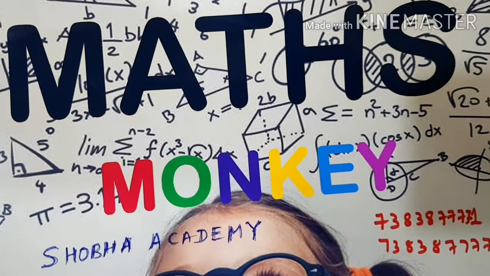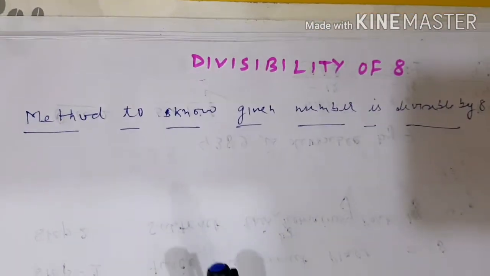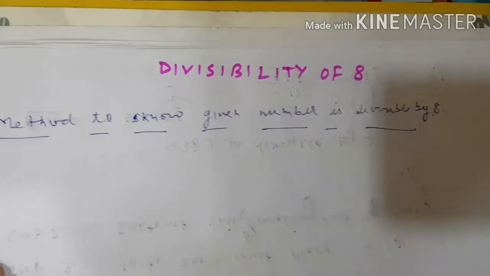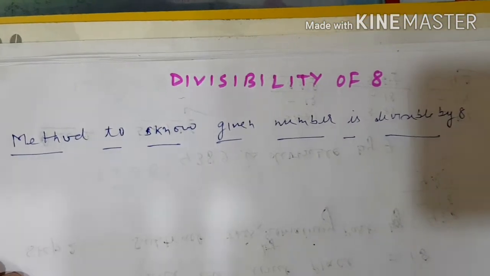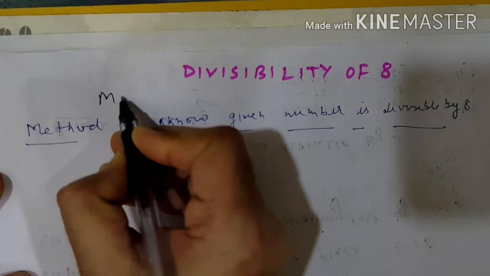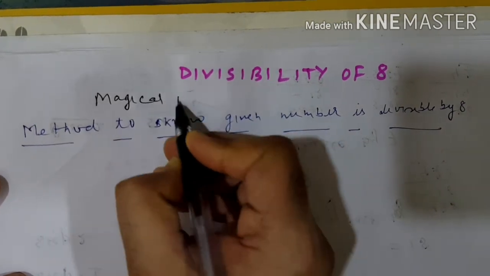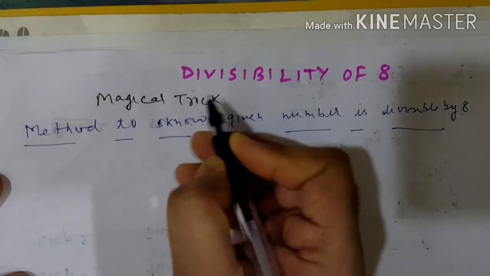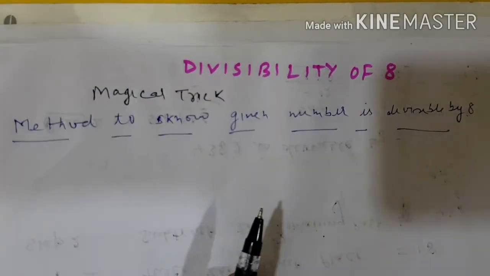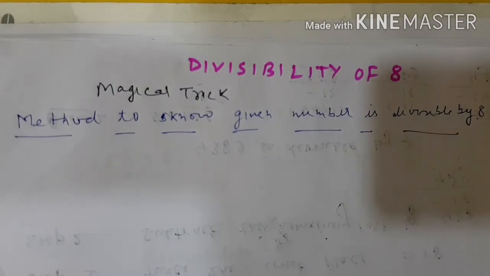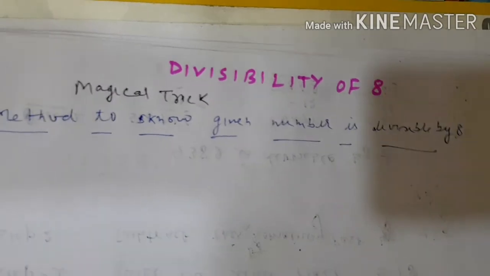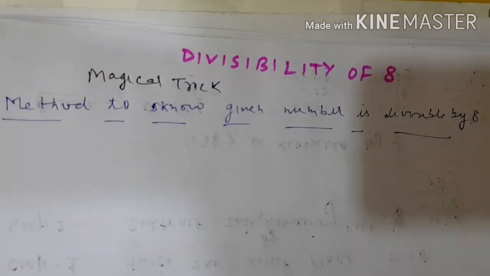In the last video, students, we learned the magical trick to check the divisibility of 7. Today we are going to discuss the magical trick for the divisibility of 8. The normal method, all of you know, is that for divisibility by 8, the last 3 digits must be divisible by 8. Right?